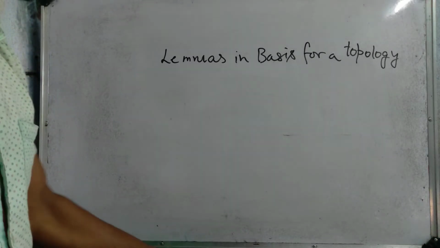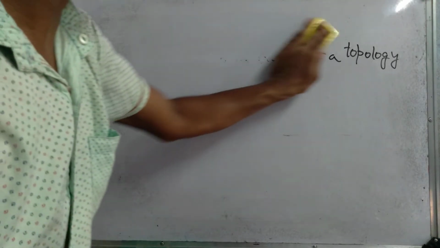Now we start the lemmas on bases for a topology. First we discuss the first lemma, in which the topology is equal to the union of some basis elements. Next we go to the second lemma. We first write the statement of the lemma.